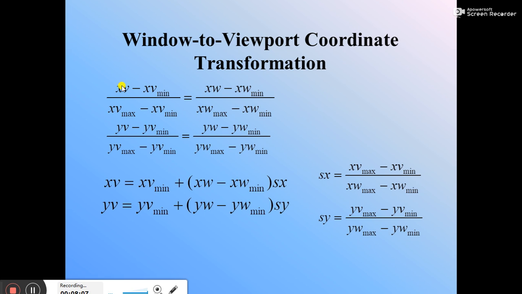So using this equation 2, you can reduce it to this equation, where xb can be equal to this, where sx is this much. If you follow the reduction procedure as per the book, you can reduce it to that, so that xb and yb can be calculated by having the values of the boundaries of the viewport, the values of the boundaries of the window, and the values of the window coordinate.